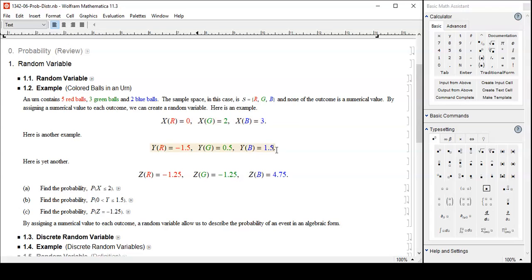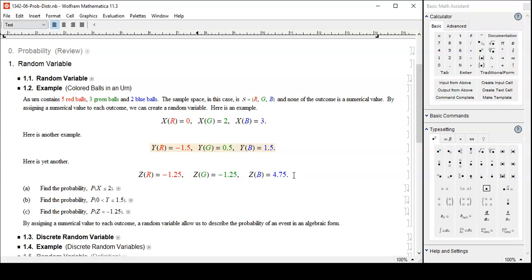Here's another. Same game, same rule, but consider that you have to pay $1.50 each time you play the game. So for red, you get nothing, but you have to pay $1.50 to play the game. So the net is minus 1.5. If you get a green ball, then you won 50 cents. If you end up with a blue ball, then you won $1.50, 1.5.